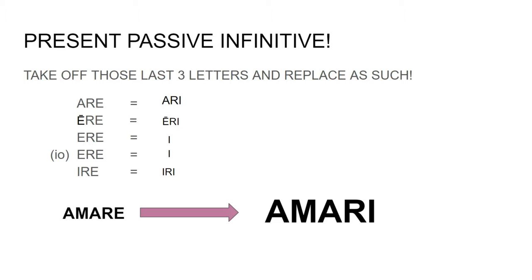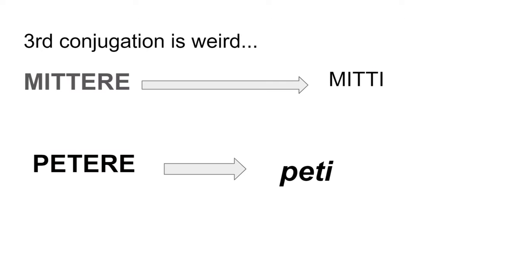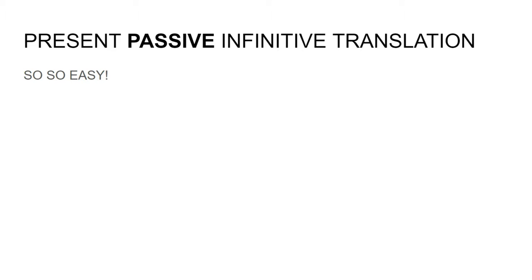But what about third? Third's weird, right? What if I have a verb form that ends in ERE without a long mark? Well, here are two examples. Mittere is not going to change into MITTERI. No way. It's going to take off the ERE. It's going to add just an I. Petere, PETERE. There's no long mark there. I'm going to take off ERE, all three of those letters, and change it to PETI. Just an I there, just an I. Okay? All right, so let's talk about translations.